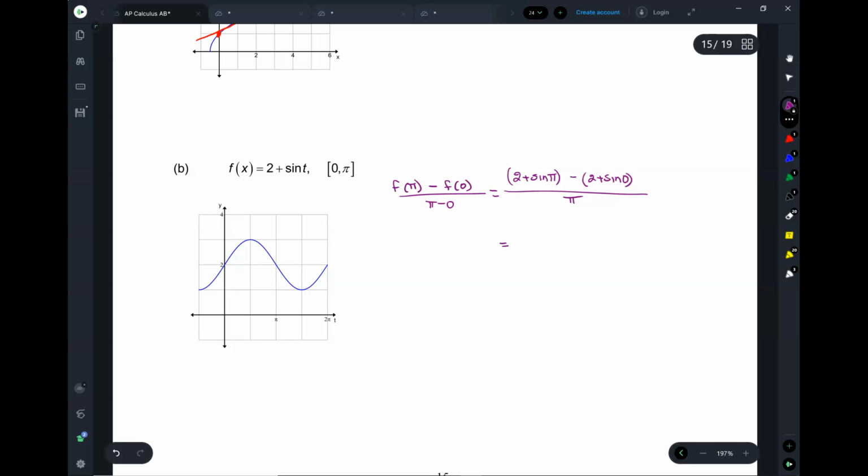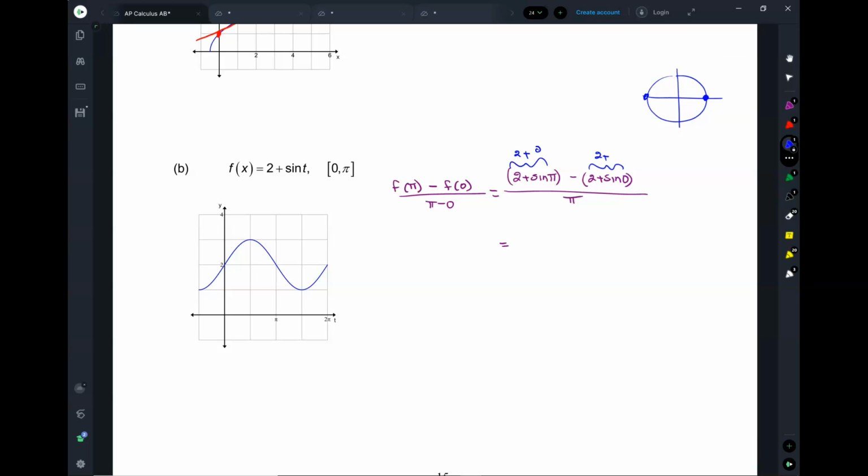Okay, so here we get 2 plus, what's sine of pi these days? Not 1. Sine is the y value at pi, 0. Here, 2 plus, what's sine of 0? Y value at 0. Also 0. So 0 radians and pi radians are here. At those 2 points, the y values or the sines are 0. So 2 plus 0. So what we get is 2 minus 2 over pi. That's 0 over pi, 0.